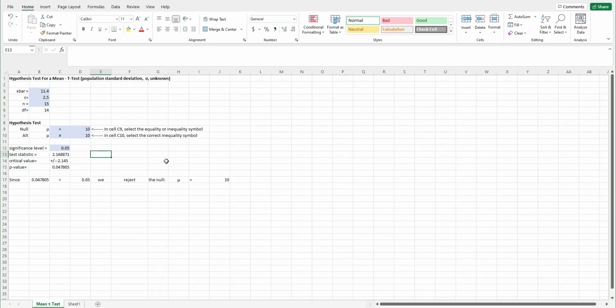And what does my answer say? It says that my p-value is less than 0.05. We reject the null hypothesis. Just like I did when we did it by hand. Everything lines up. Okay, that's the end of this lecture.